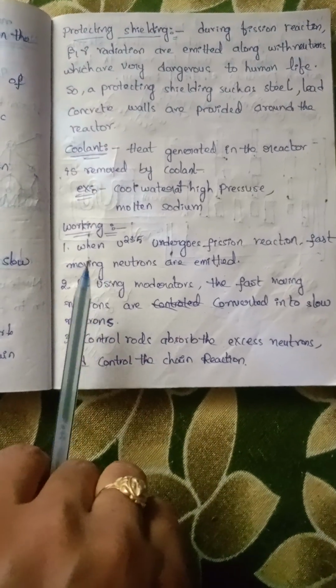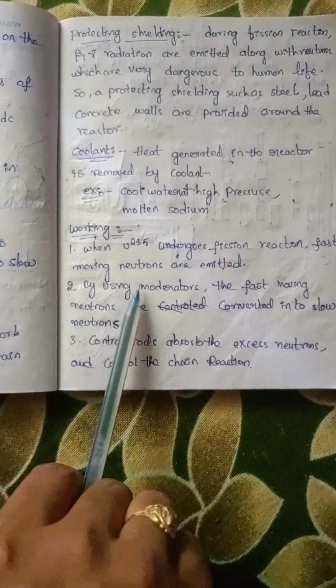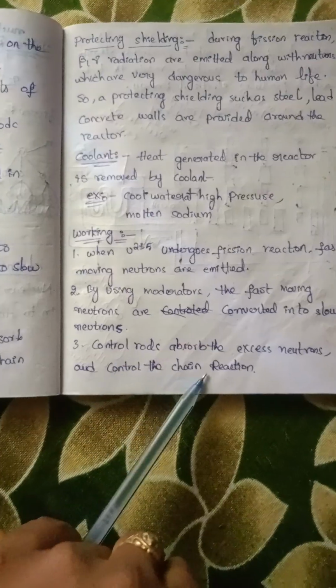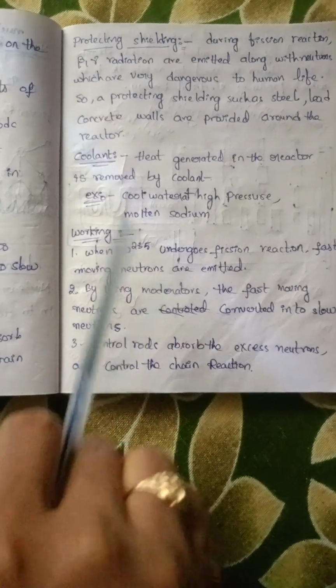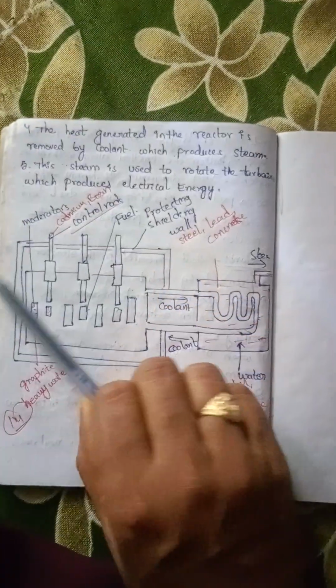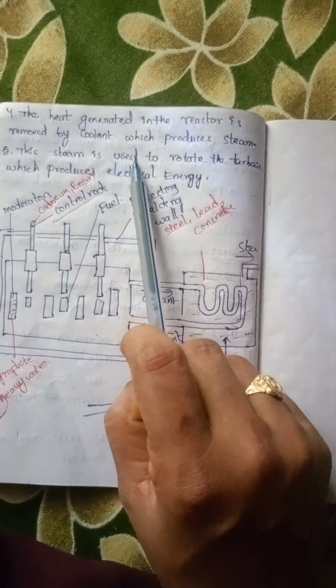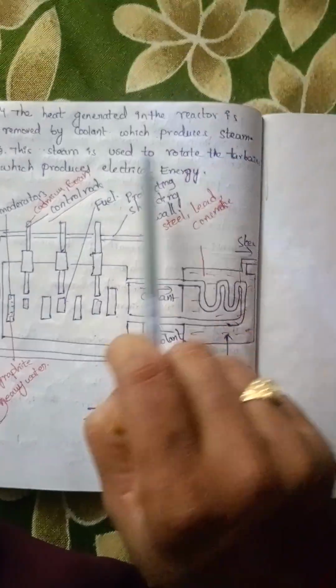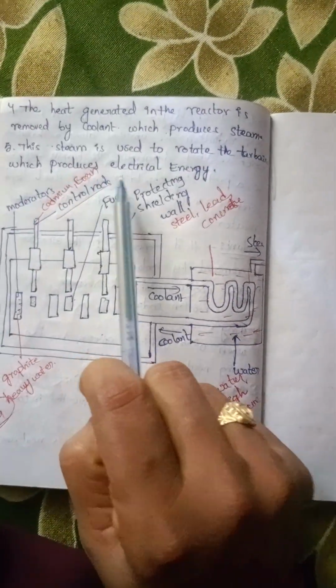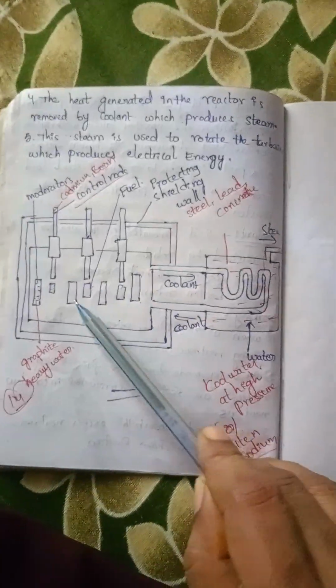Controllers absorb the excess neutrons and control the chain reaction. Heat generated in the reactor is removed by coolant, which produces steam. This steam is used to rotate the turbine, which produces electrical energy.